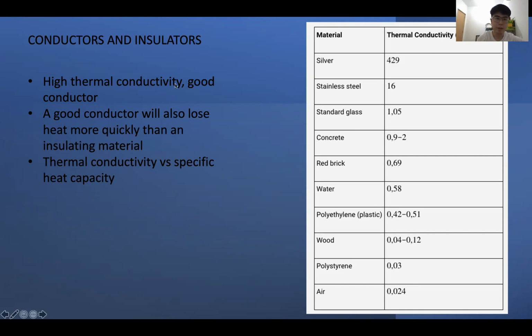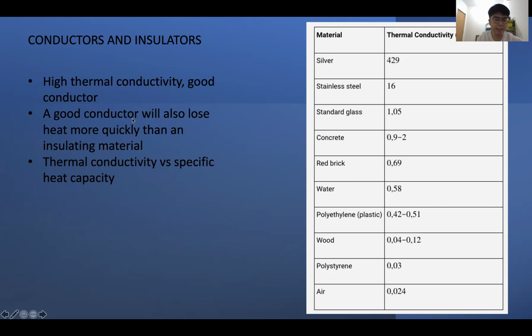Okay, conductors and insulators. Here you have a table showing the thermal conductivity of a few substances. Highest, silver. Now the thing about thermal conductivity is, the higher it is, the better it behaves as a conductor. So high thermal conductivity means good conductor.